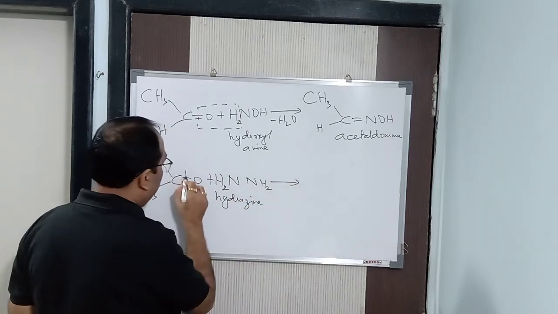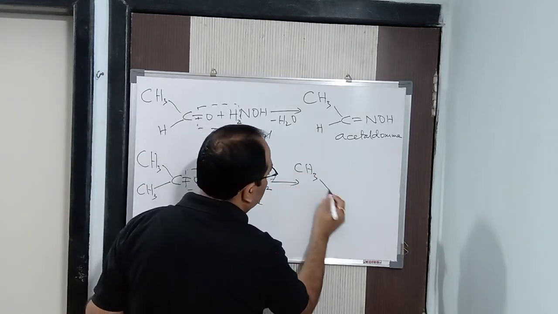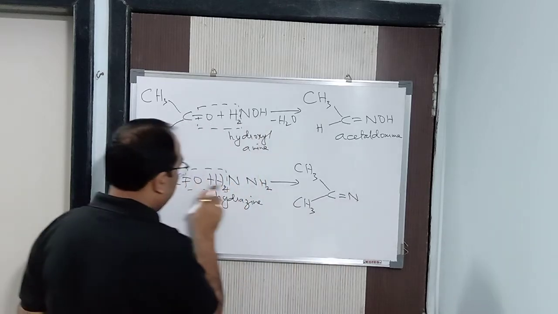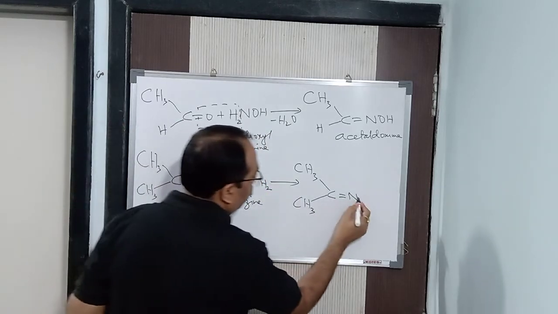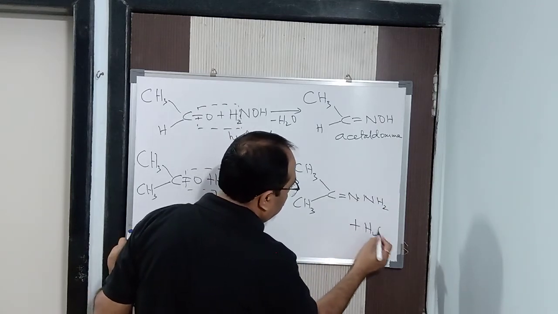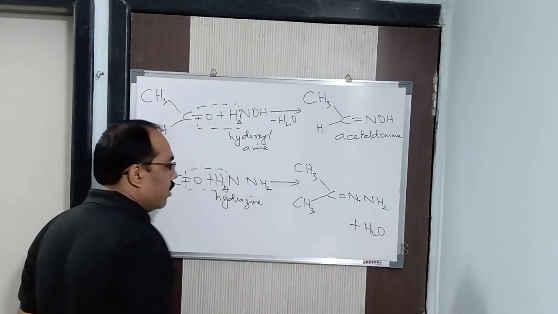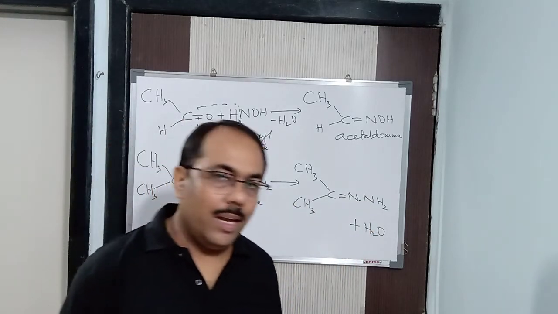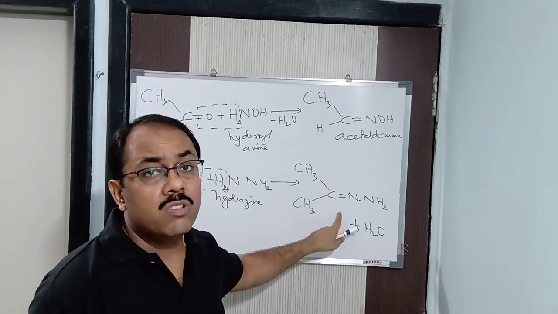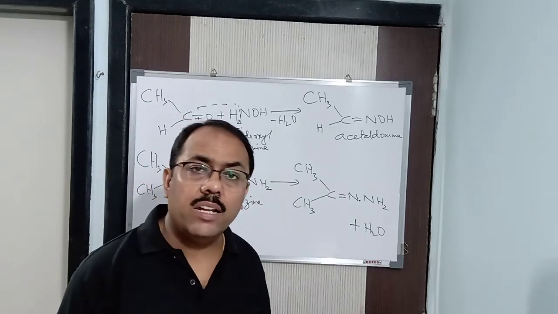Now what will happen? You know it. Water will be released, and what you will be getting? CH3, C, CH3, double bond N, NH2. Got it? Plus water, let me write here. Or you can write minus water also, below the arrow. So, it is hydrazine. The product is hydrazone. Acetone hydrazone. If suppose I would have used here acetaldehyde, then it will be acetaldehyde hydrazone.